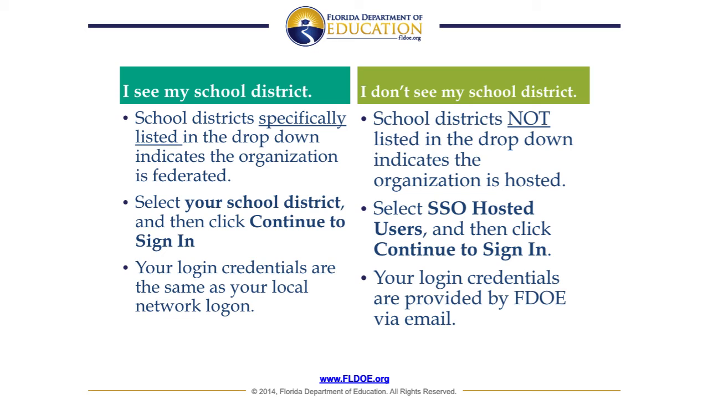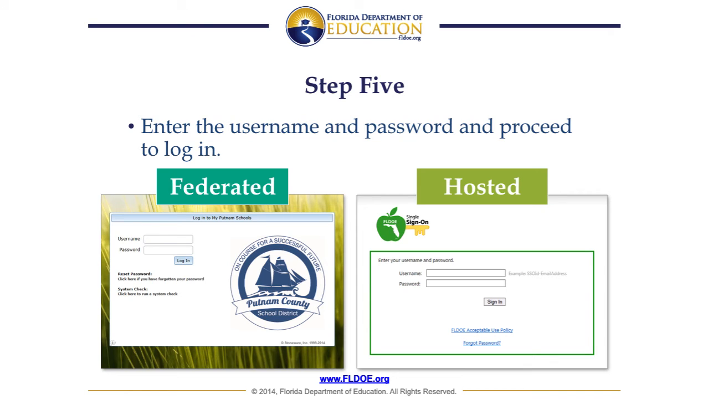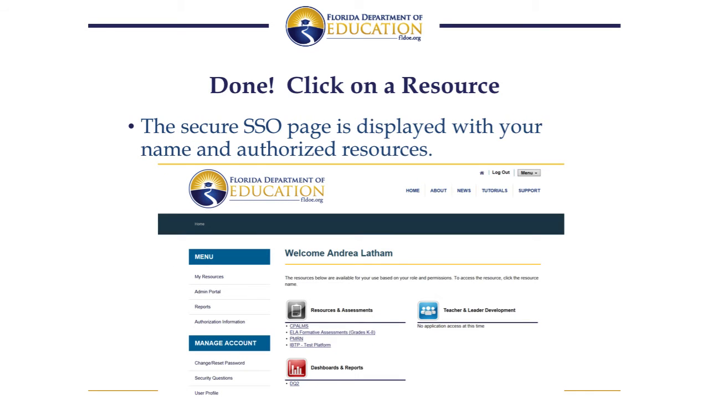The second option is I don't see my school district. School districts not listed in the drop-down indicates the organization is hosted. Select SSO hosted users and then click Continue to sign in. Your login credentials are provided by the FDOE via email. Next, enter the username and password and proceed to login, whether it's federated or hosted. You're done. Now click on a resource. The secure SSO page is displayed with your name and authorized users and resources.